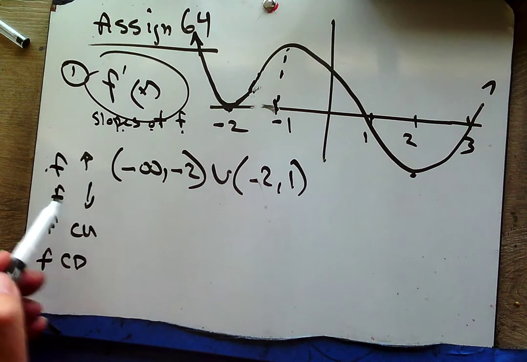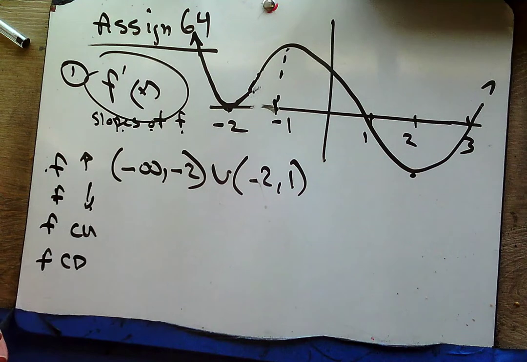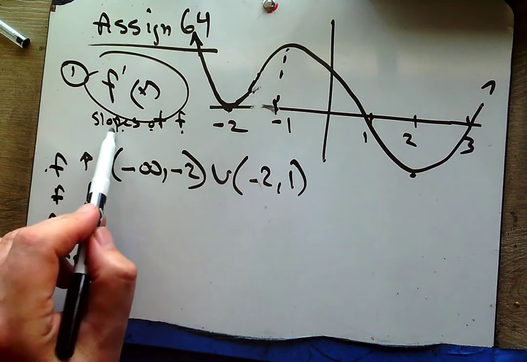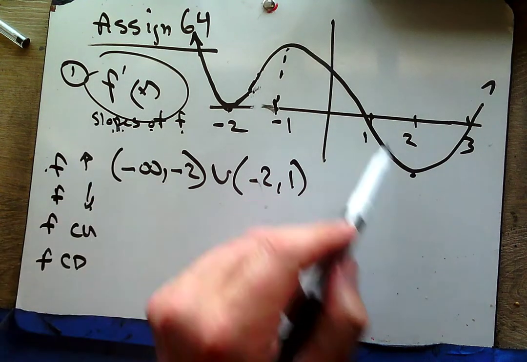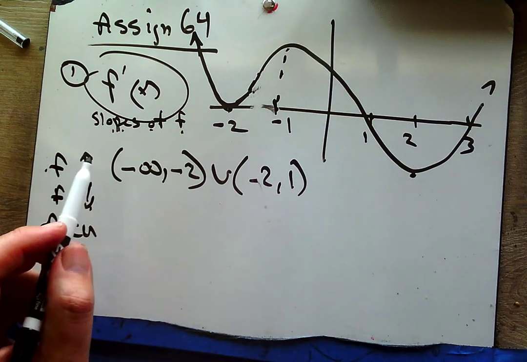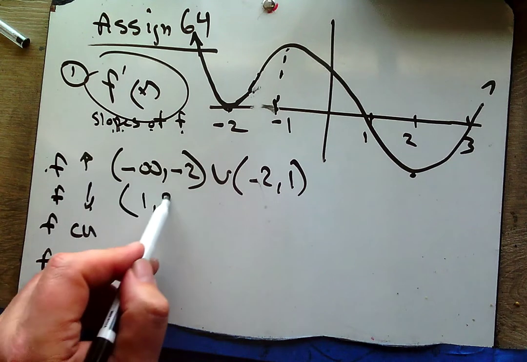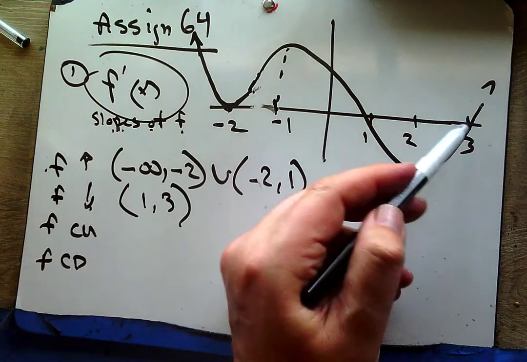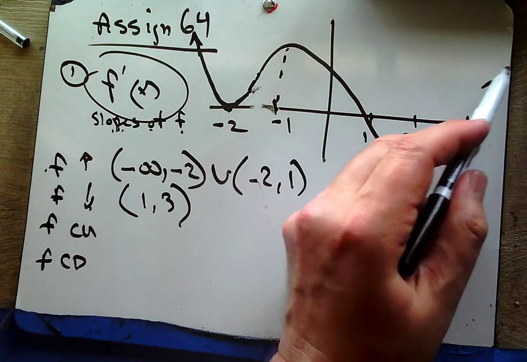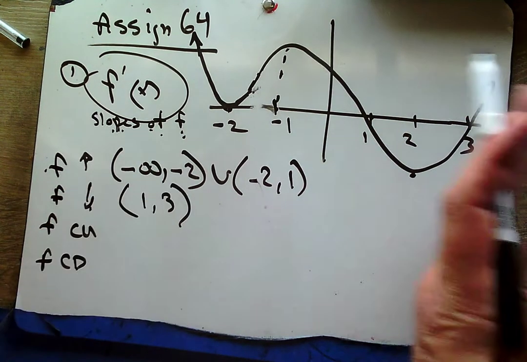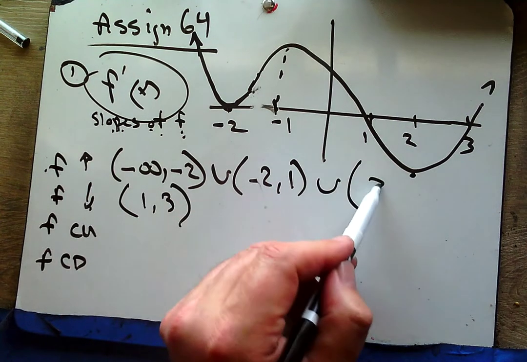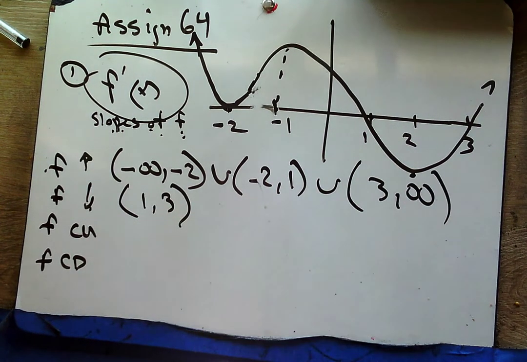Okay? F decreasing, well, that's when f's slopes are negative, which means f prime is negative. And so I'm going to say, hey, 1 to 3. But what's happening after 3? Well, positive y values on f prime means the slopes of f are positive after 3. So, yeah, I got more increasing here.